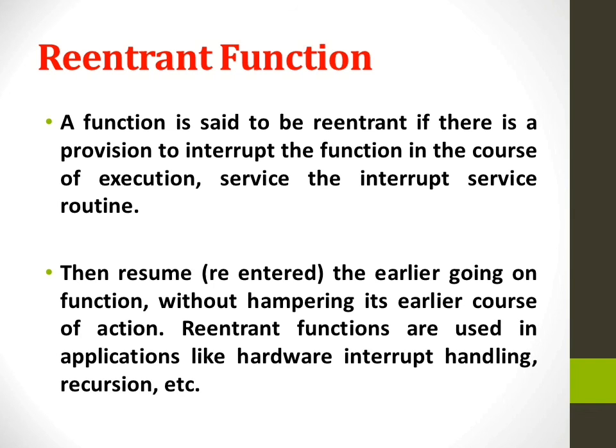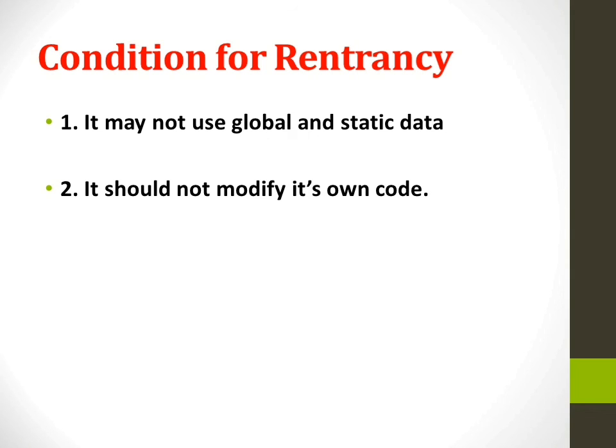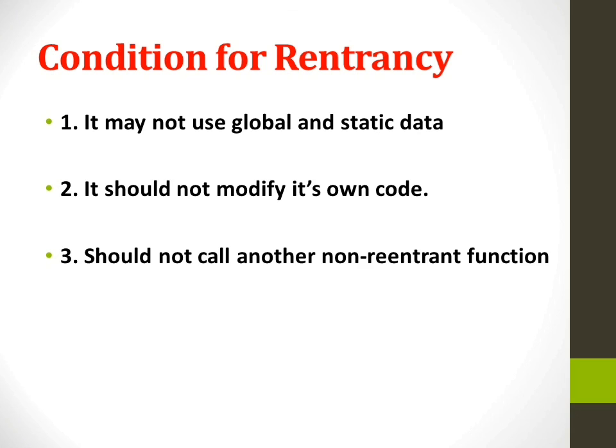Next question, what are the conditions for reentrancy? First condition, it may not use global and static data, because the interrupt may change certain global values and resuming the course of action of the reentrant function with the new data may give undesired results. Second point, it should not modify its own code. This is important because the course of action of the function should remain the same throughout the code. Last point, it should not call any other non-reentrant function.